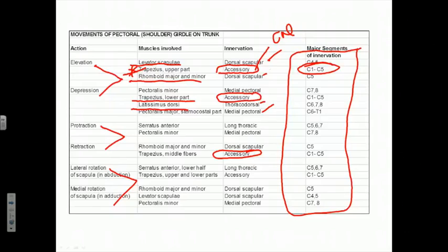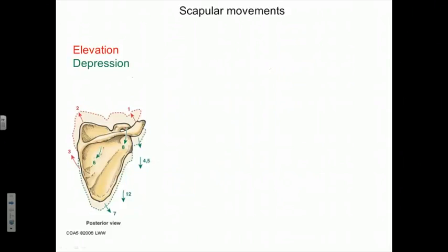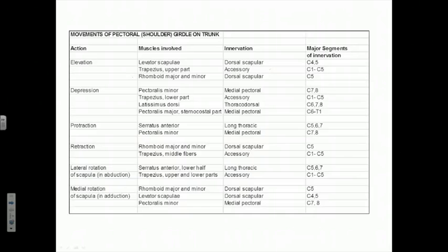So let's start with elevation and depression, because we certainly said that literally is moving the pectoral girdle up or down, superiorly or inferiorly, on the posterior chest wall for the scapula, and moving the clavicle along with it, basically on the anterior chest wall. So what are the major players that are involved in this action?